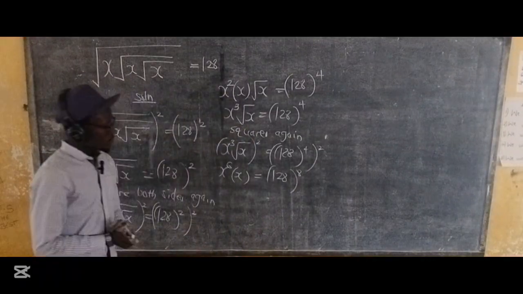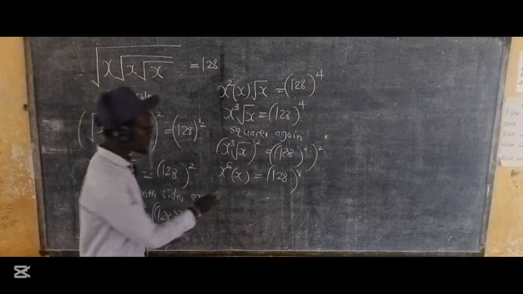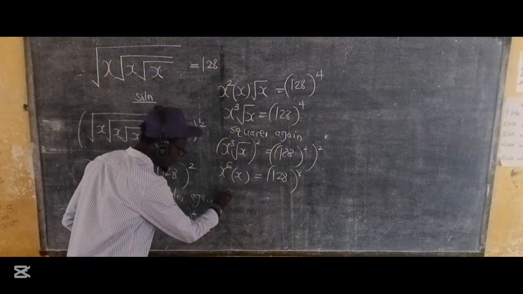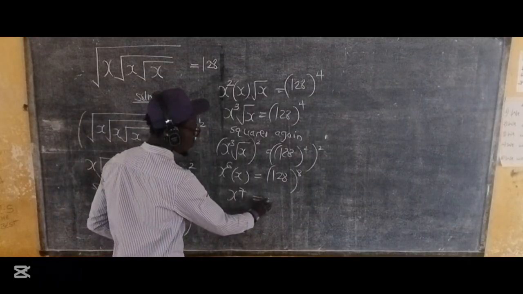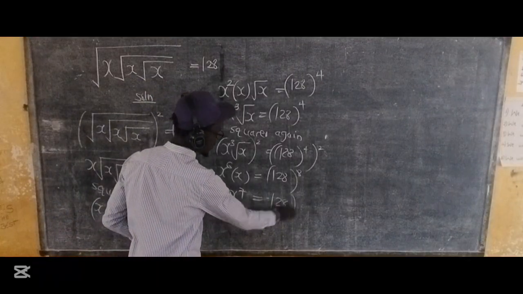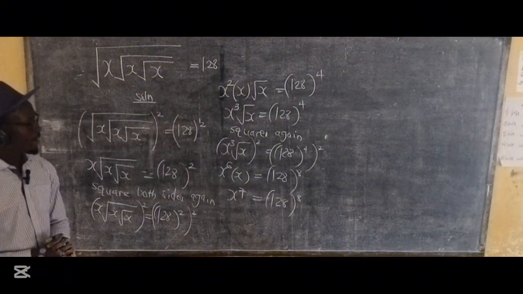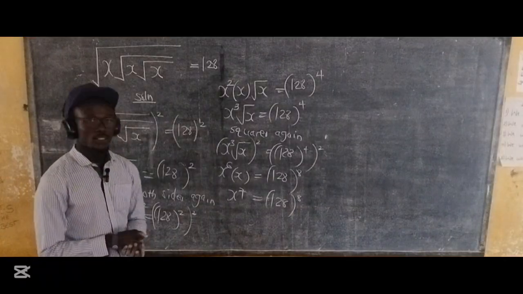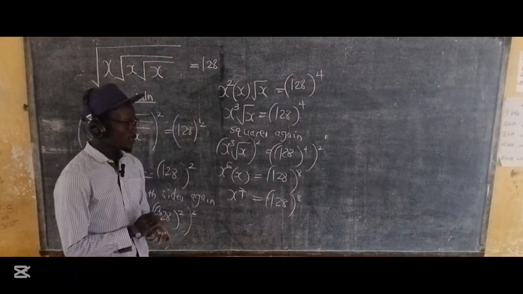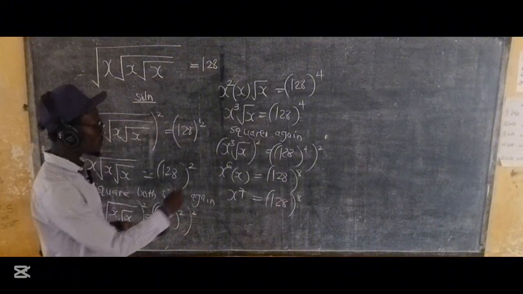Now, we multiply x raised to the power 6 times x. This is x raised to the power 7. X raised to the power 7 equals 128 raised to the power 8. Now, for you to find the value of x, what are you to do? We are going to raise 1 upon 7 on both sides of the equation.